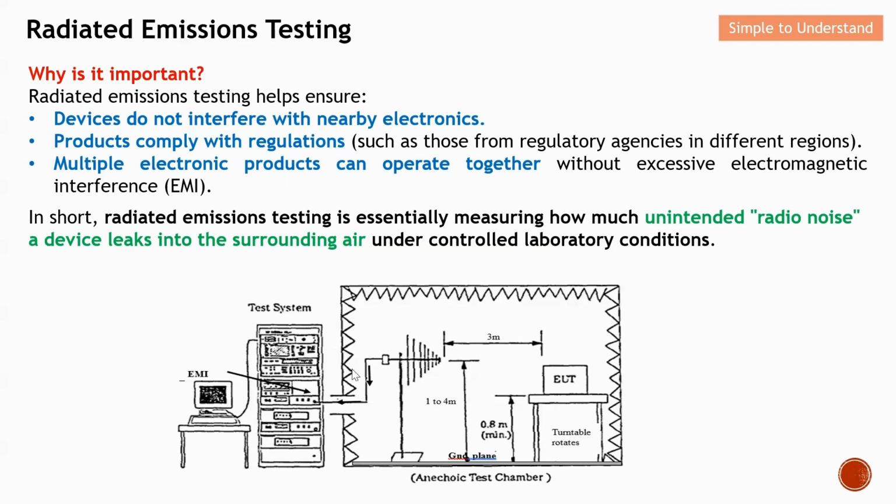As you can see from here, this is the controlled lab condition. Basically, the DUT emits an EM wave. It is measured by this antenna, and then passed on to the spectrum analyzer or EMI receiver, and basically it shows how much EM wave is released by the DUT. So this is why it is so important to conduct radiated emission. In short, this allows multiple electronic products to operate together.